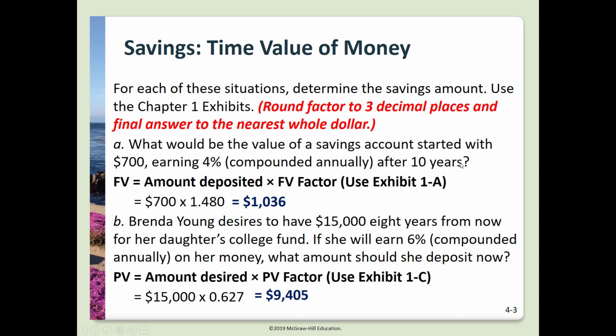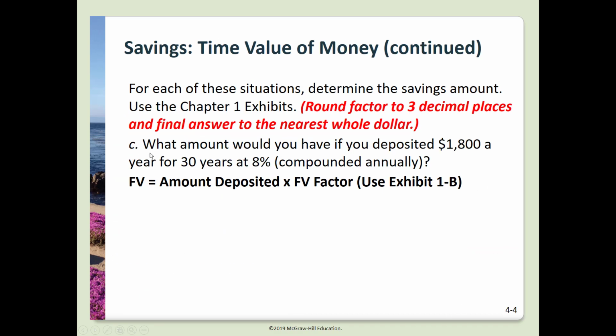So in both of these examples, we were looking at a single deposit. So in part C, we're going to be finding what amount you would have if you deposited $1,800 a year for 30 years at 8% compounded annually. So you can see in this problem, we're going to be working with multiple deposits. In this case, $1,800 a year for 30 years.